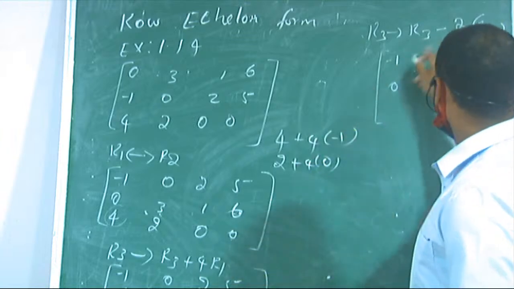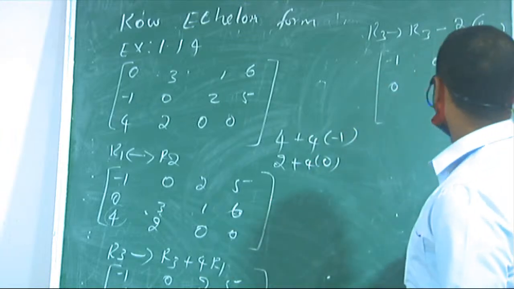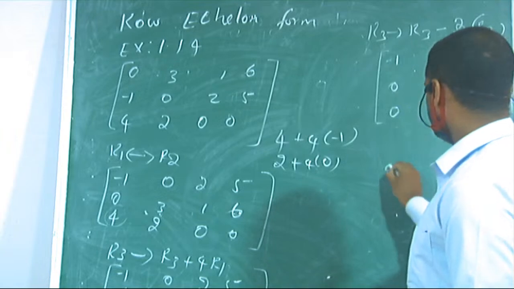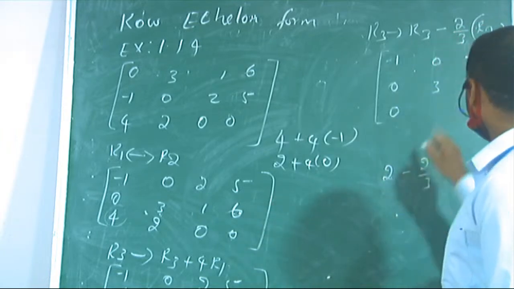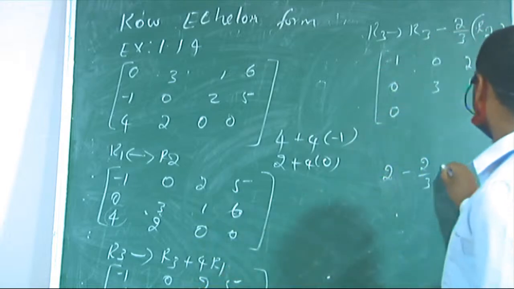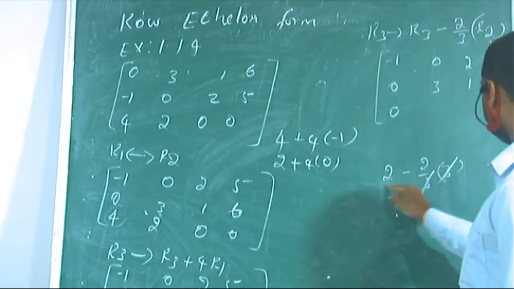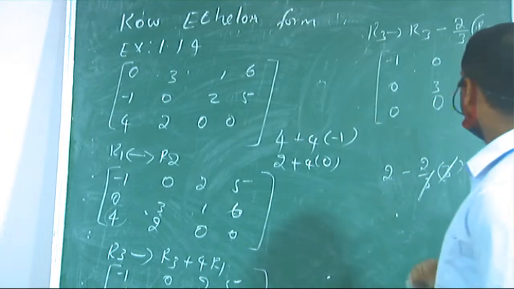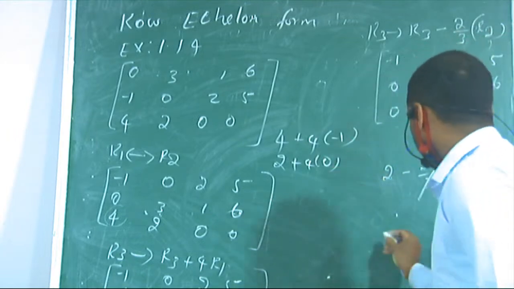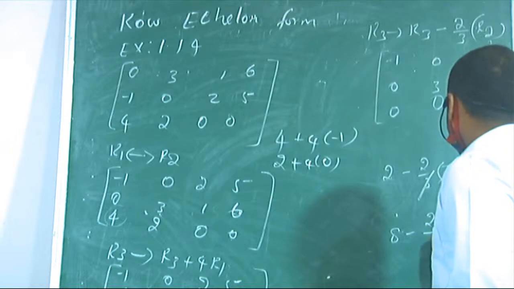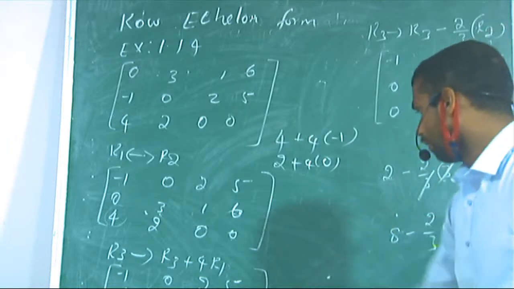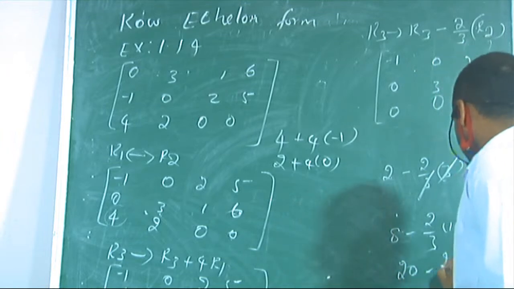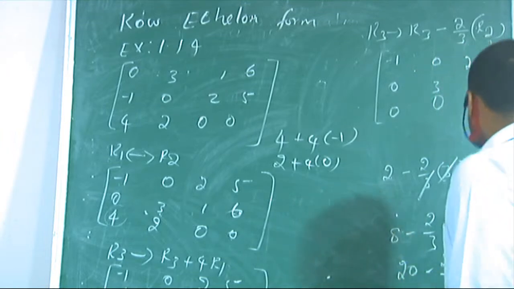Third row we should compare. R3 first one 0 and 0 comparing, 0 will come. Next, 2 minus 2 by 3 into R2 term, which is 3. So 3 will be cancelled. 2 minus 2 is equal to 0. Next R3, so 8 minus 2 by 3 into 1, isn't it? Next term 20 minus 2 by 3 into 6.